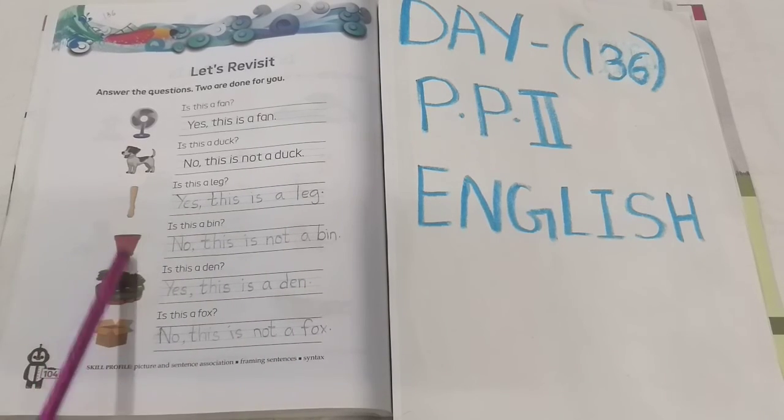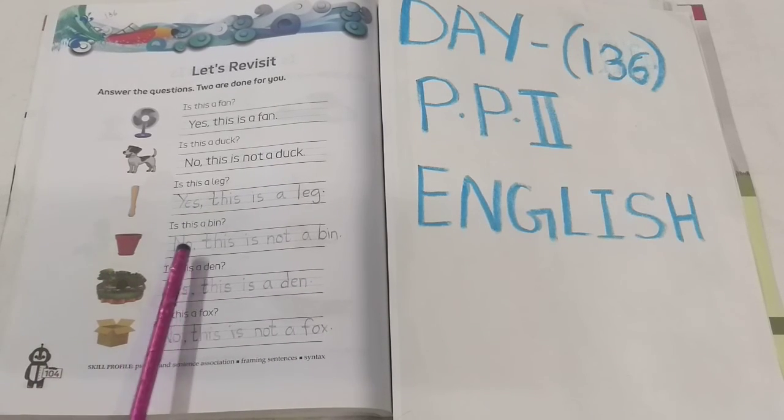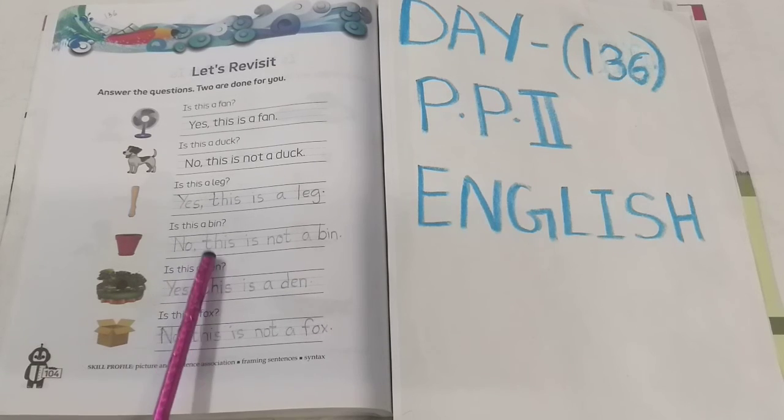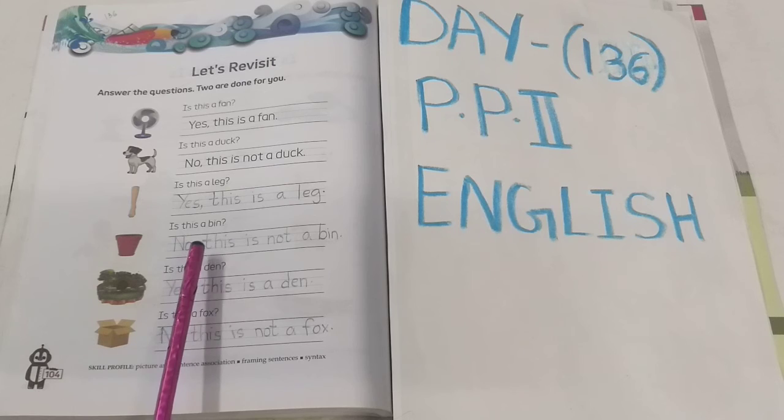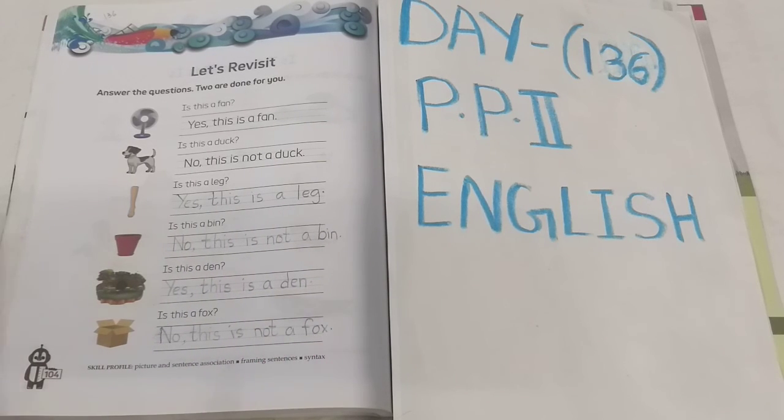So children, here after writing yes or no, we have to put a comma as we are continuing the sentence. That's why we will put this comma. And after completing the sentence, you have to put a full stop. Okay children, I hope you have understood the concept of yes and no and how to write in the question and answer form.